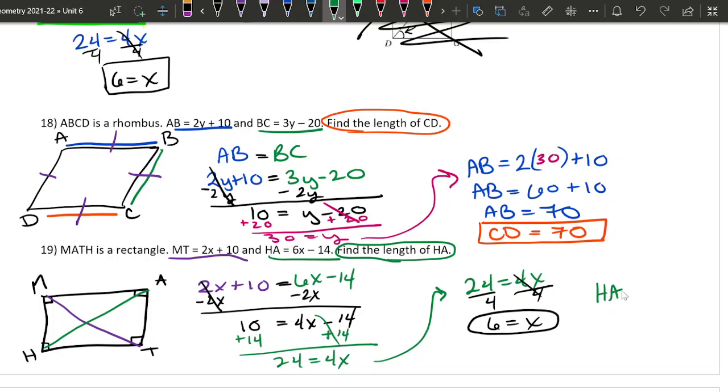So HA equals 6 times x, or 6 times blank, minus 14. And I know that the blank is what I just solved for. X is 6. So HA equals 6 times 6 is 36, minus 14. So HA is 22.